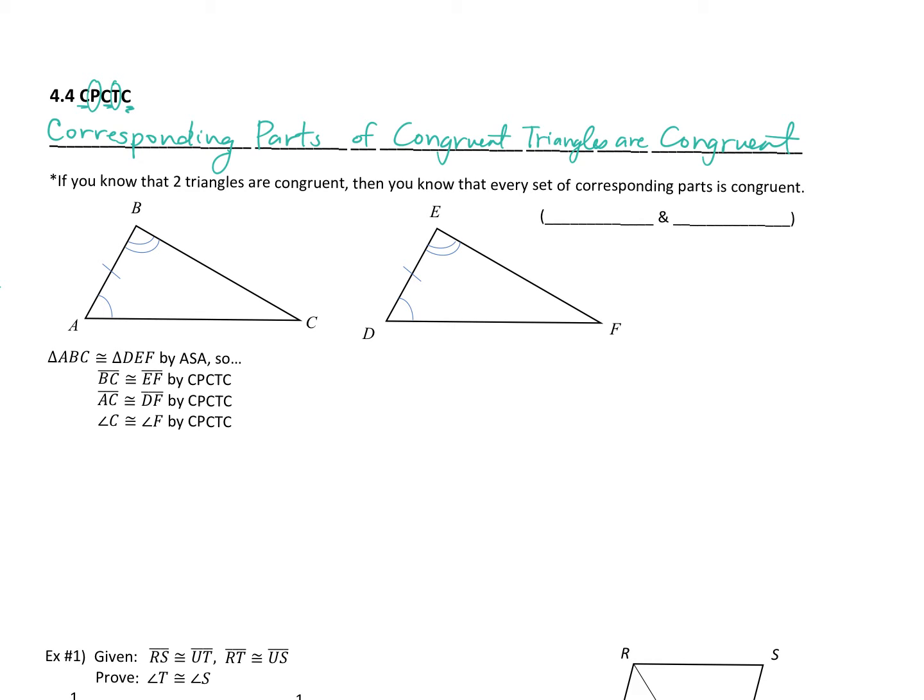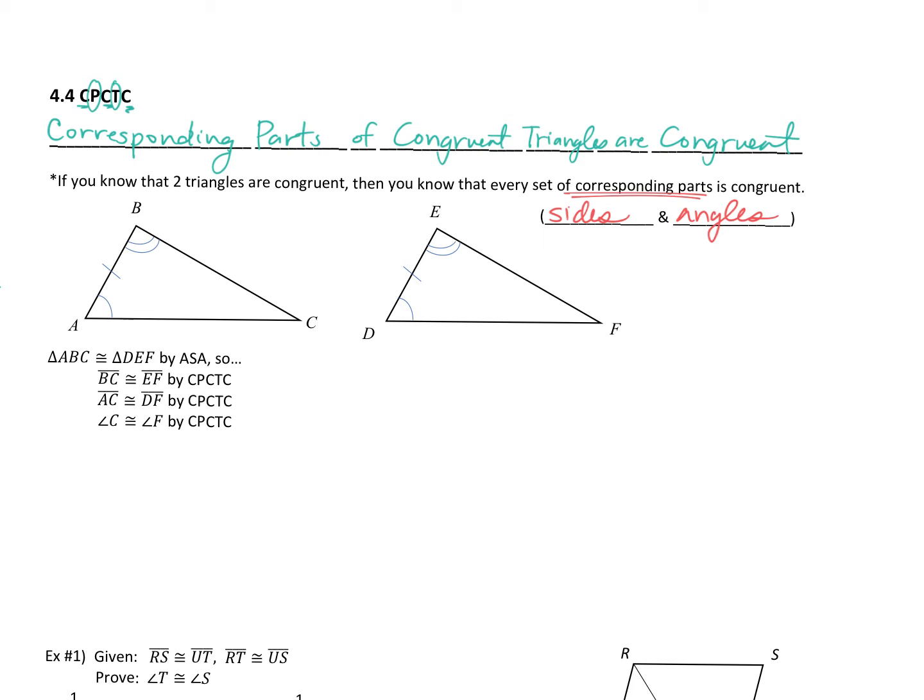What that's saying is if I have two triangles that are congruent, then I know every set of corresponding parts is congruent. So here's what it says. If you know that two triangles are congruent, you know every set of corresponding parts is congruent, meaning their sides are congruent and their angles are congruent.